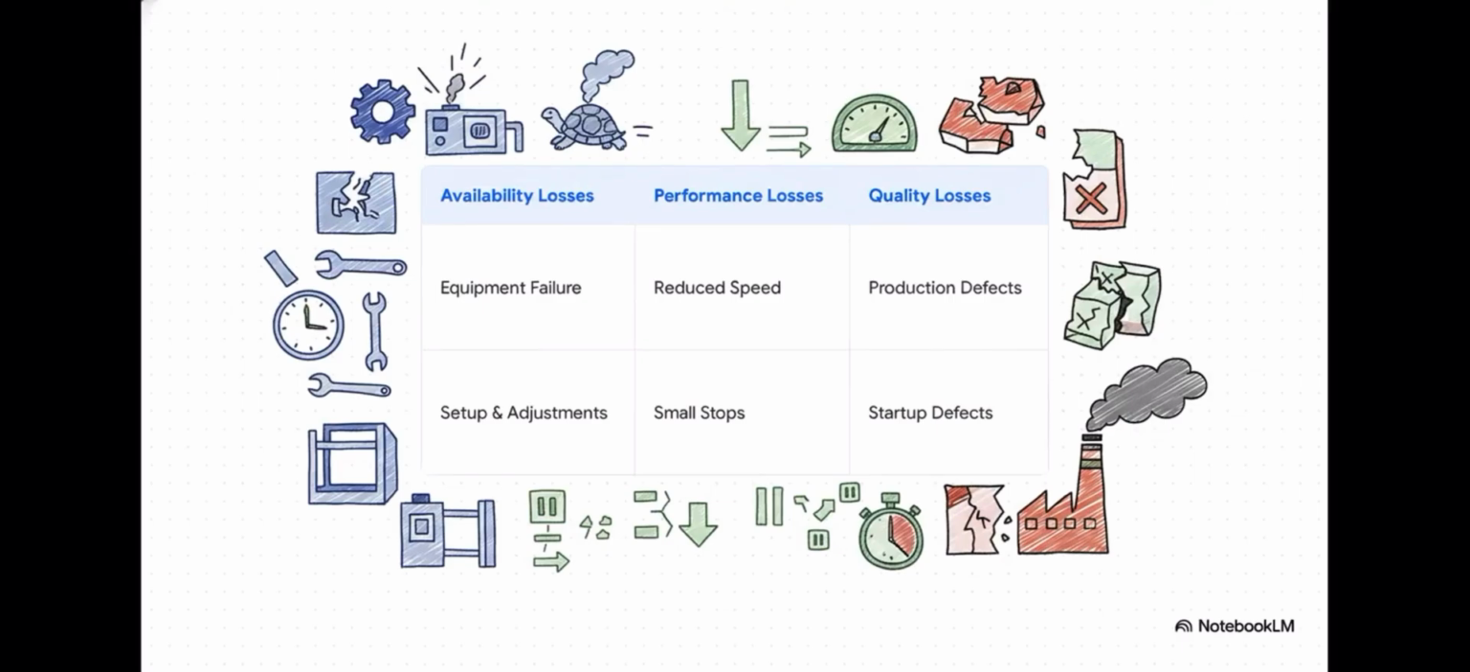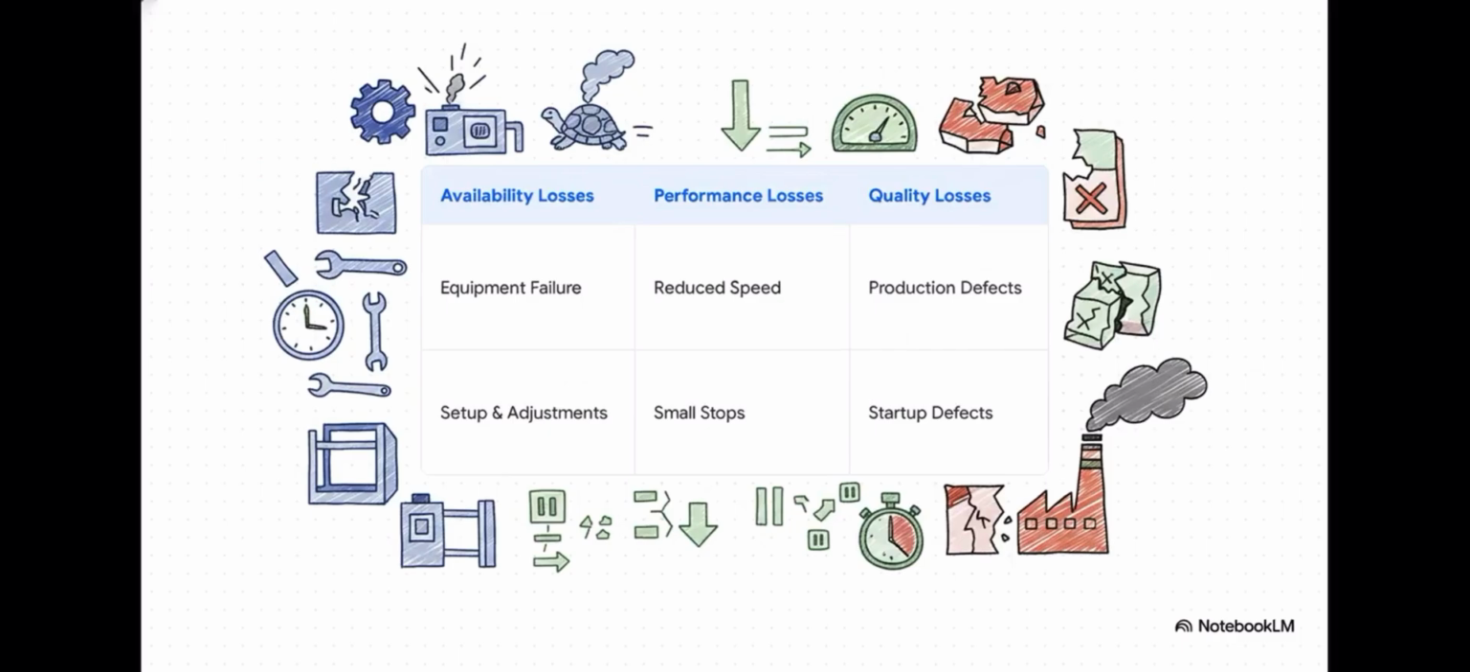You've got your availability killers, things like the machine just breaking down or taking forever to set up for a new job. Then you've got performance killers, like running slower than you should, or all those tiny little stops that just add up over a day. And finally, quality killers.